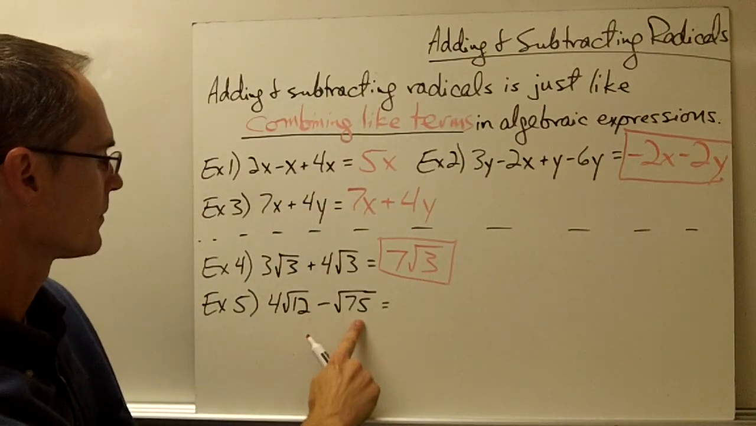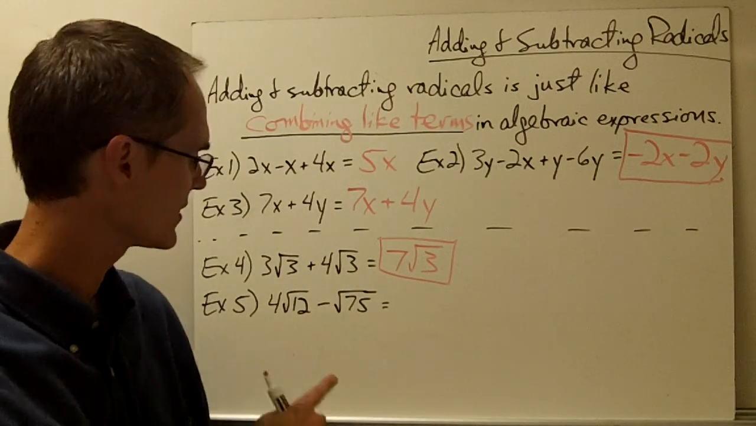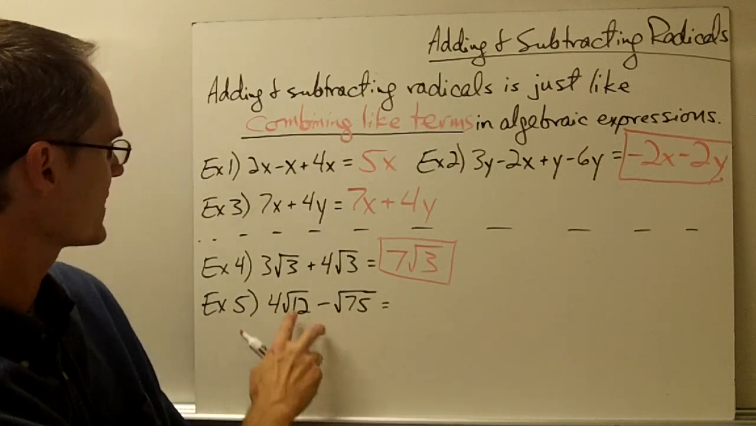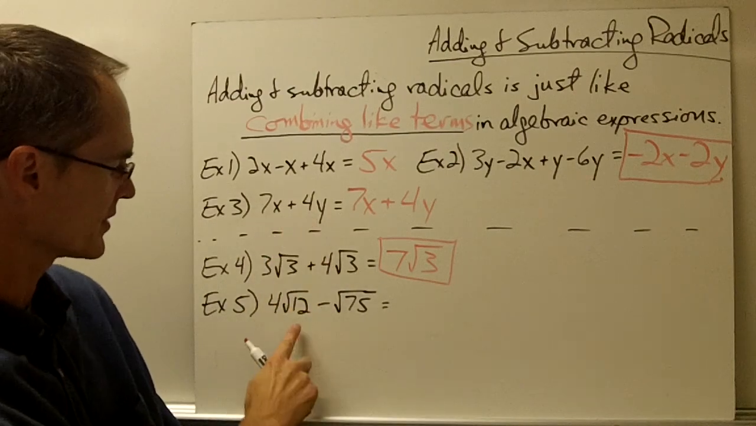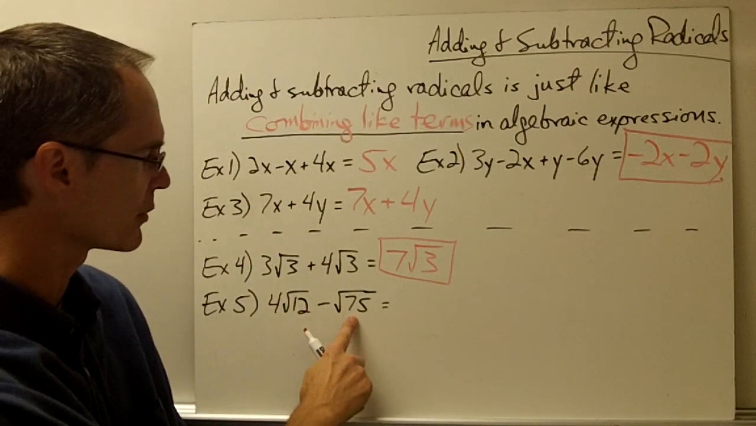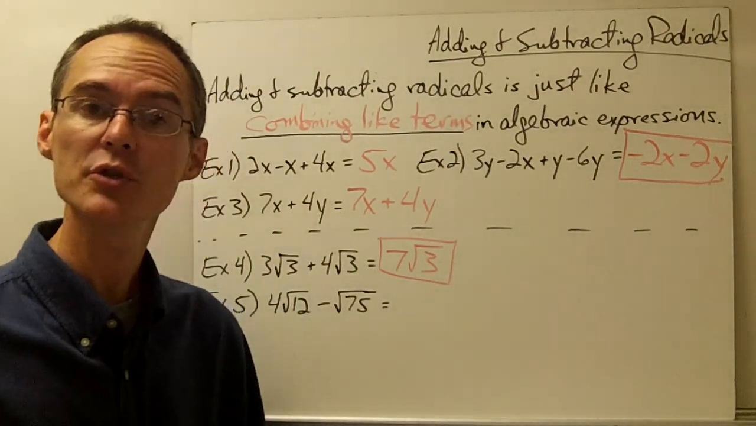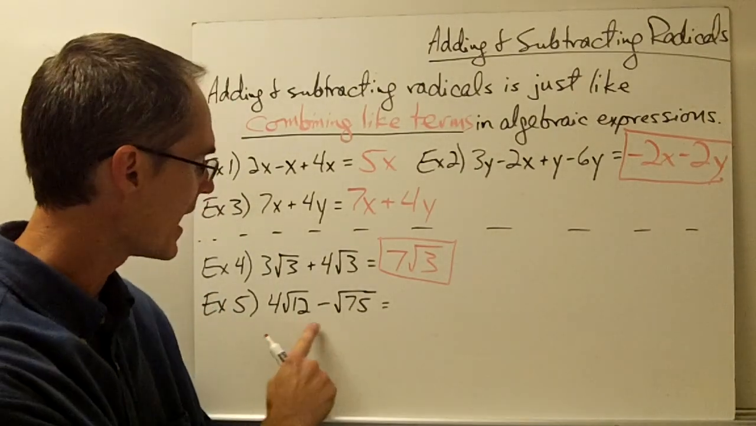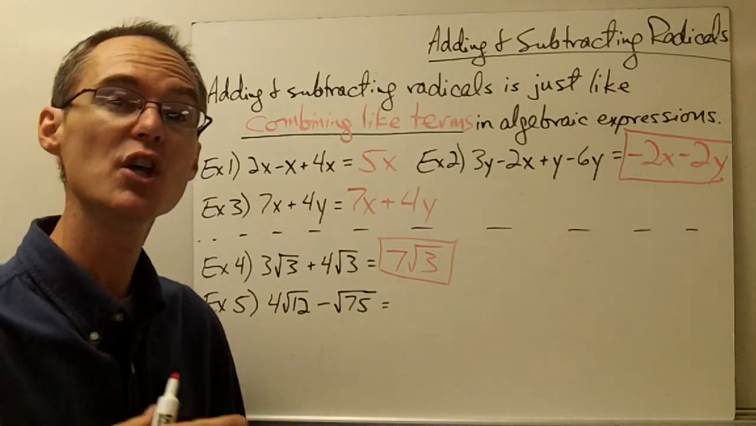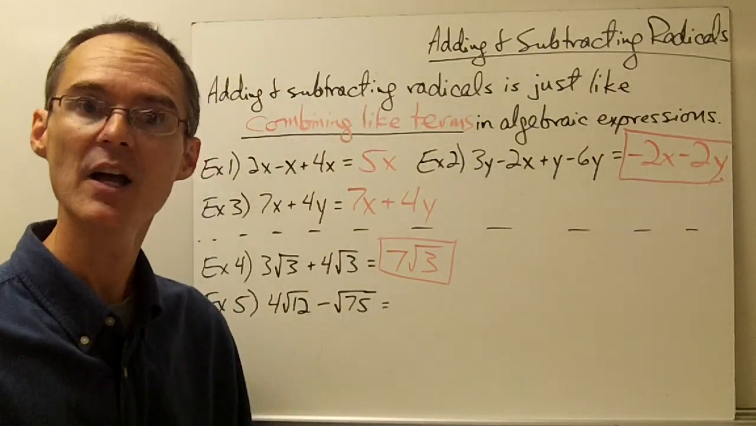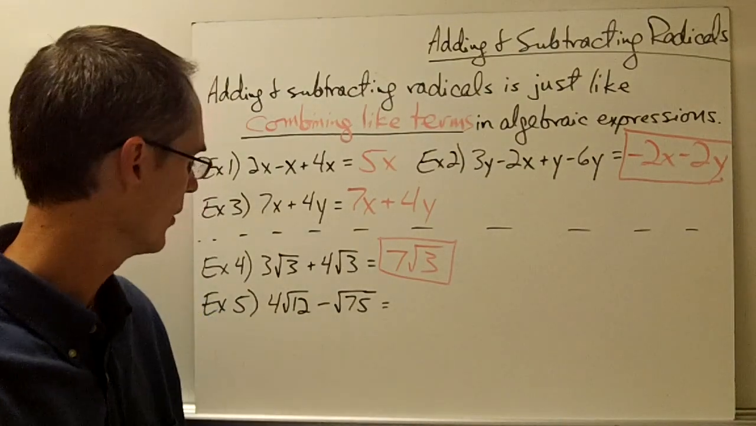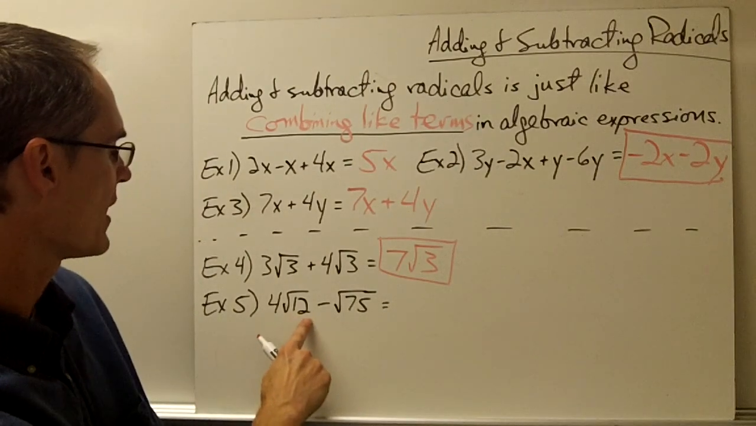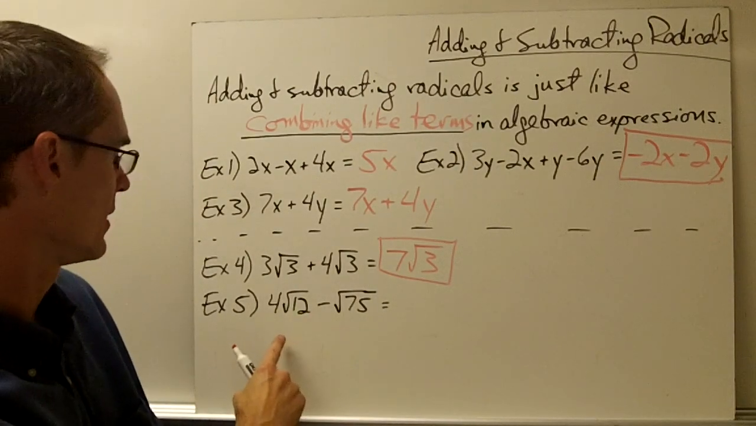Now here's one where at first glance at least it looks like I can't combine these. This is kind of like x terms and y terms. This is square root of 12, this is square root of 75, so I can't combine those terms. However, before you decide that you can't combine two radical expressions, you want to first be sure you simplify the radical expression to its simplest form. So I know how to simplify radical 12. I'm going to need some factor trees.